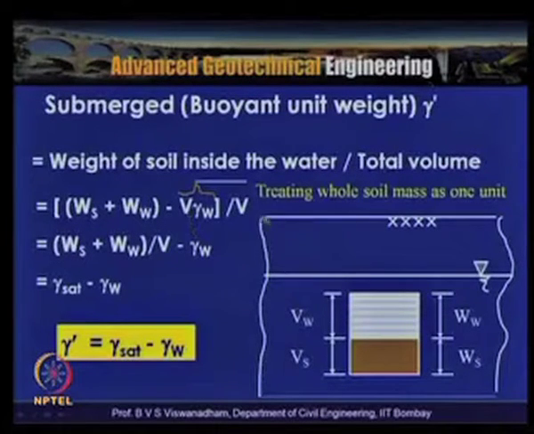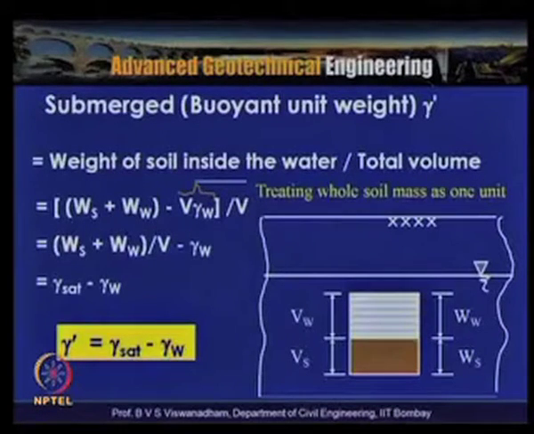The V and V will get cancelled. So, Ws plus Ww by V is nothing but the weight of saturated soil divided by volume, which is the saturated unit weight of soil. So, we get a relationship here: gamma submerged is equal to gamma sat minus gamma w. If you want to compute the submerged unit weight of soil, you need to subtract the unit weight of water from the saturated unit weight of the soil. So, gamma dash is equal to gamma sat minus gamma w.